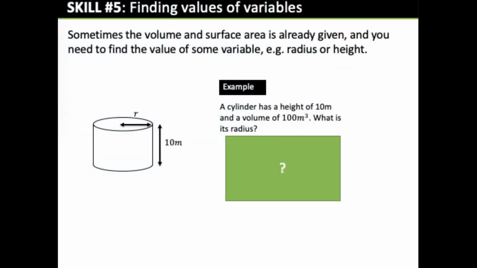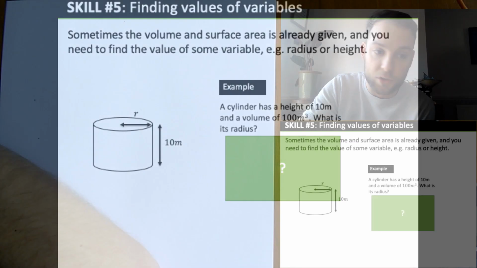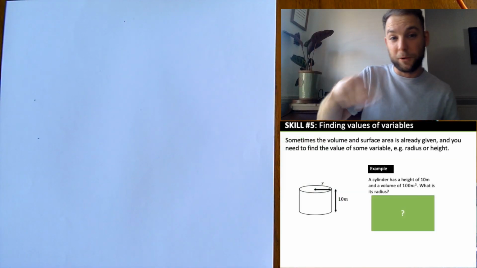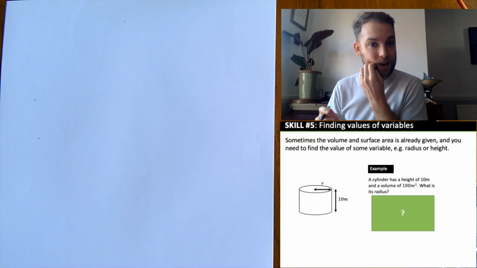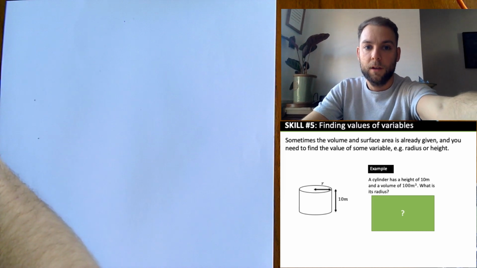Here's our first one. We've got a cylinder with a height of 10 and a volume of 100 meters cubed. What is the radius? You might have seen this one when we did volume of a prism working backwards. I am going to do some more of these just because they come up quite regularly. We need this for the end of our other questions.